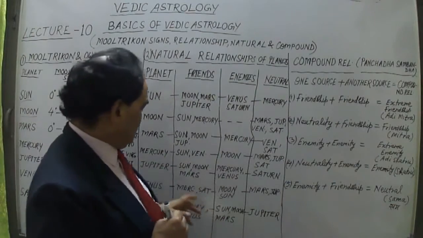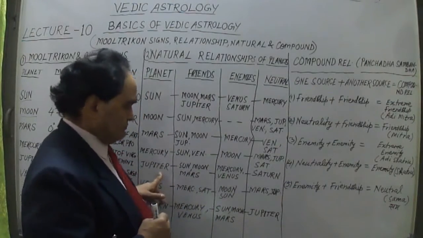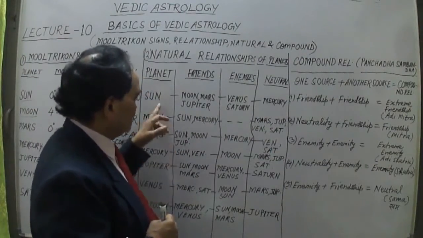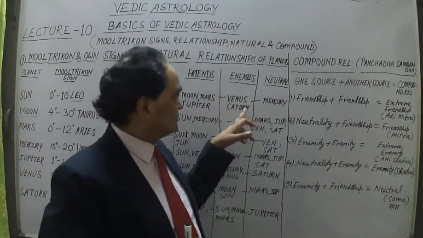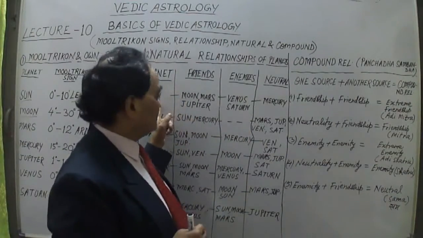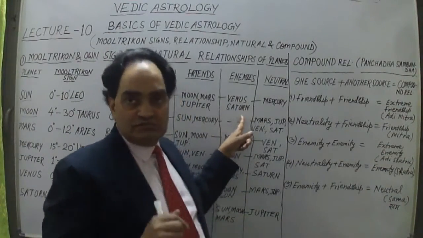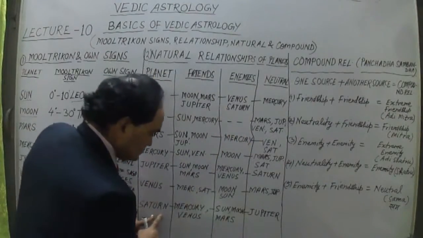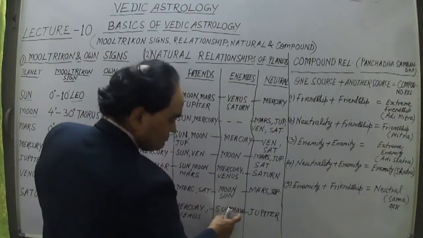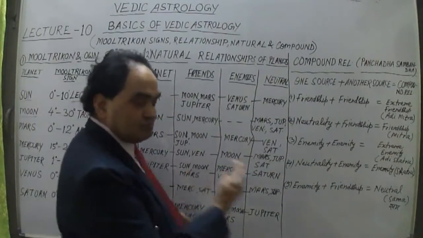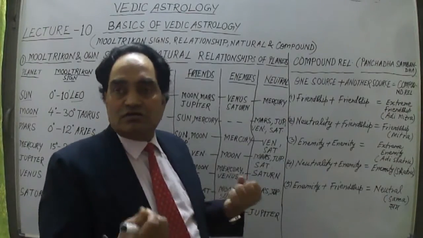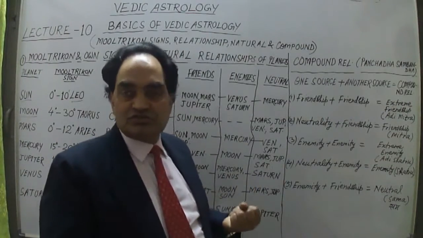This is not there. Let me take under Jupiter. For Jupiter, let me take Saturn and Sun. For Sun, Saturn is enemy. Saturn and Venus are enemies. So for Sun, Saturn is enemy, right? For Saturn, Sun is enemy. Sun, Moon and Mars are enemy, but Saturn, Sun and Saturn both are extreme enemies, right?